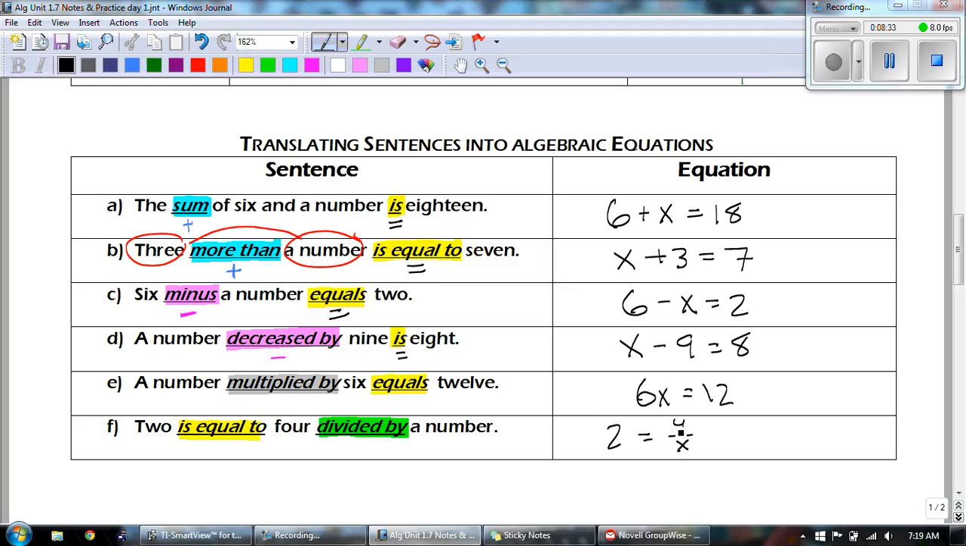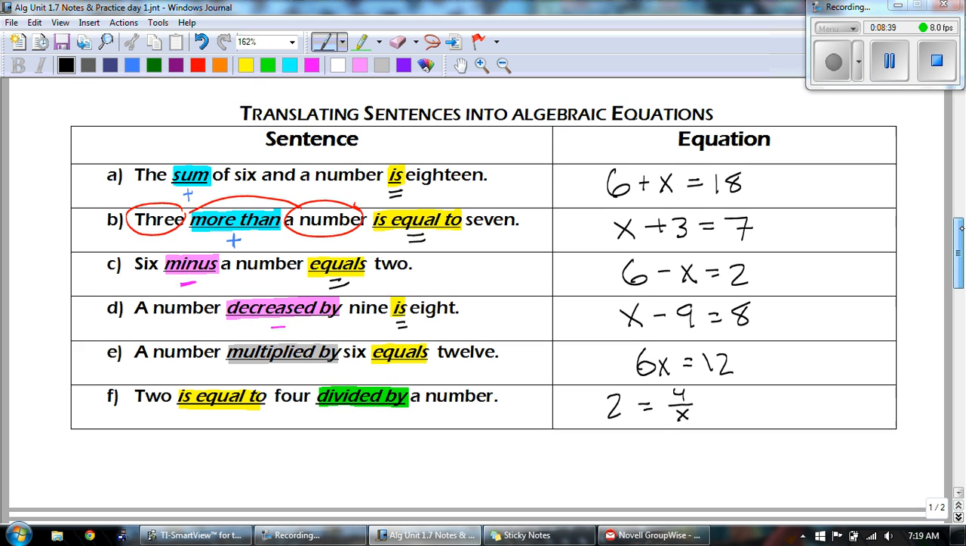Okay, it's not too bad so far, is it? Nah. All right, let's flip it over.